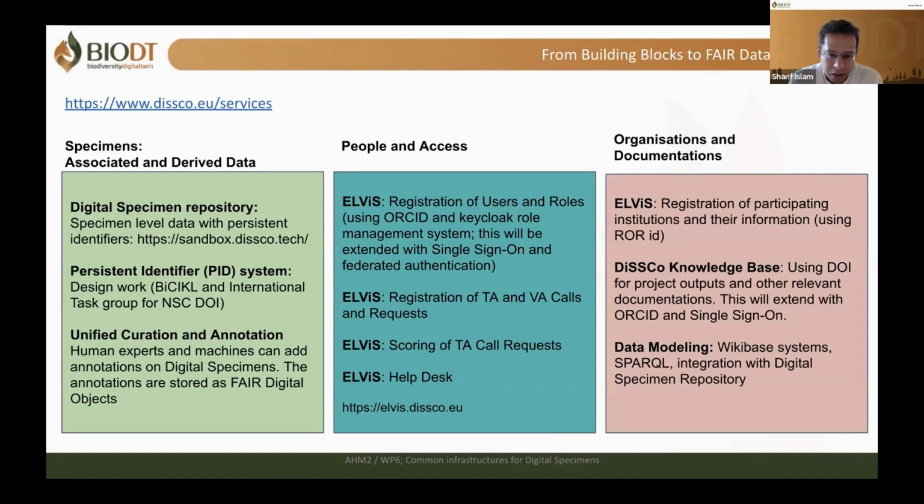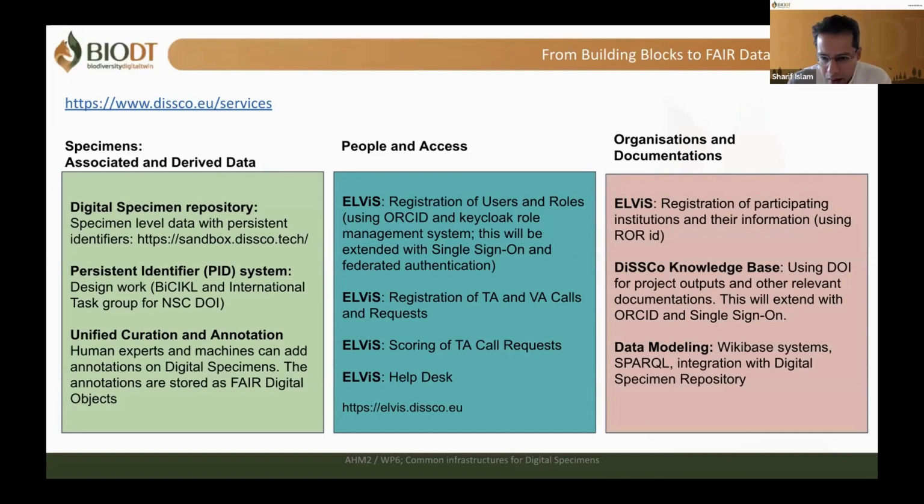At the moment, the Elvis system is used to register transnational access and virtual access calls and requests. So these are the services currently happening through various European grants where researchers can request to visit a museum or collections. And then the review panel looks at those collections based on the capacity and resources and grants that access. So at the moment, these are happening through grants and calls. However, within the scope of DISSCo, when DISSCo becomes operational, this will become a full-fledged service.